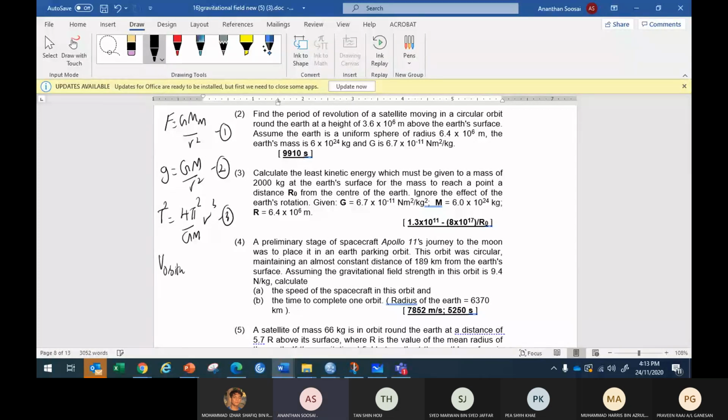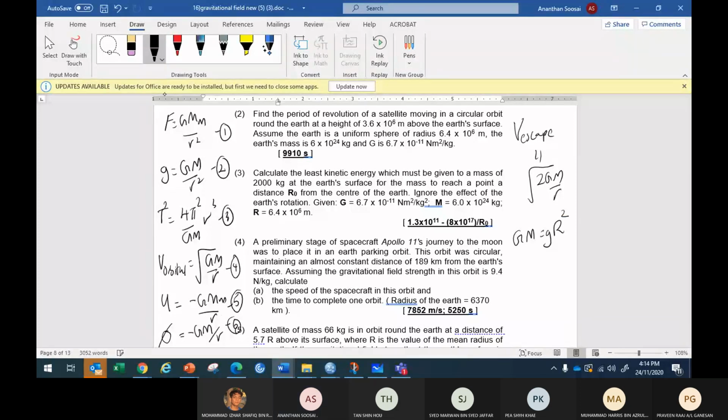Orbital speed is root of GM over r. And potential energy is negative GMm over r. Gravitational potential is negative GM over r. Fourth one, fifth one, sixth one, 7 escape speed, root of 2GM over r. GM can be replaced with gR squared. 7.